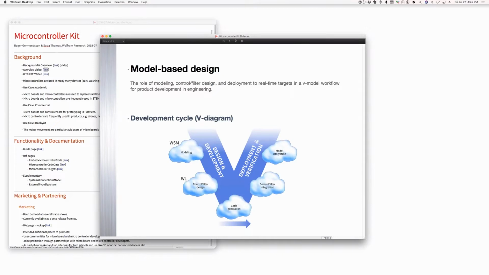So this, I'm sure you've seen the V diagram before in systems development. Well, actually, I haven't, but so this is how you develop an airplane or a rocket or something like that. It's typically following this development model.